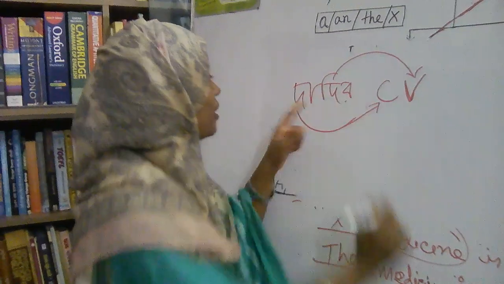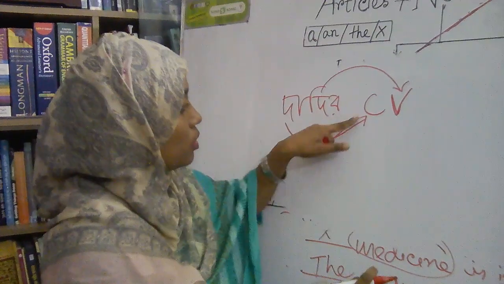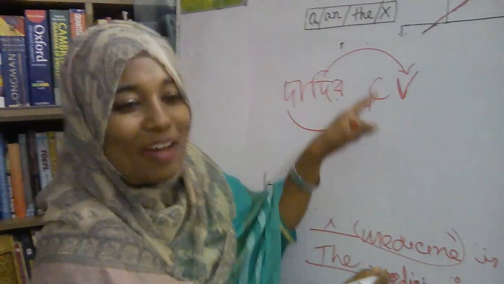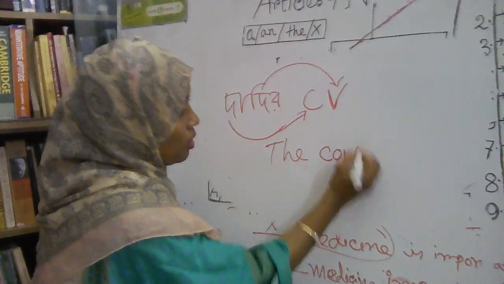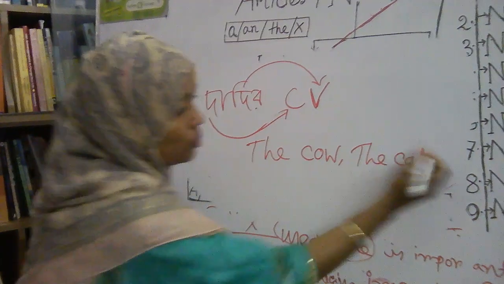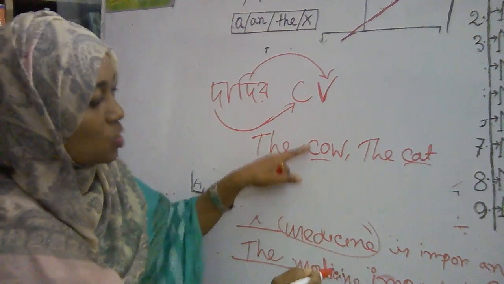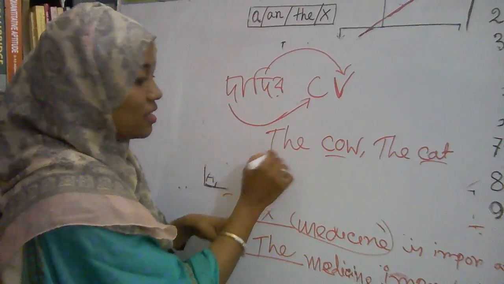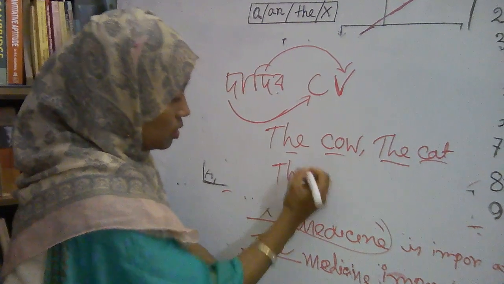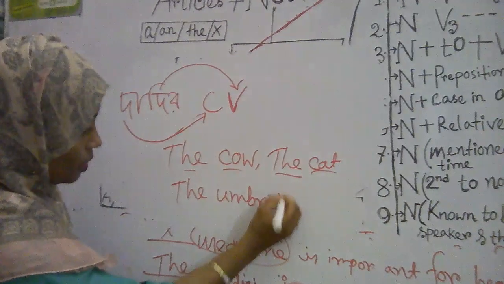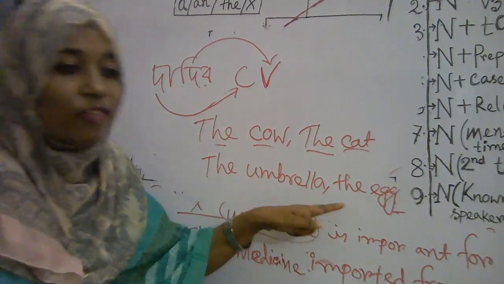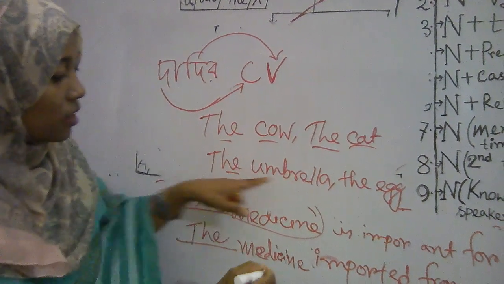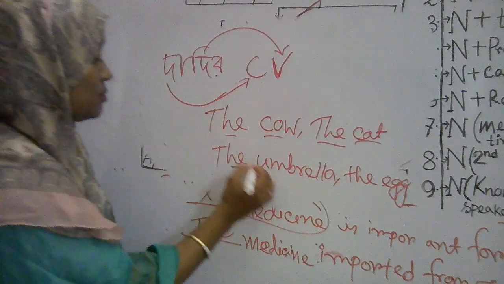Actually, do you know the origin of articles? Here, I want to show you some examples about thuh and thee. The cow, the cat, because here the words cat and cow start with a consonant. That's why the pronunciation is thuh. But the egg, the umbrella, the egg. Here, the pronunciation of the word the is thee, because the word starts with a vowel.